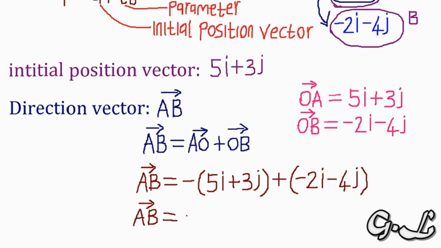So we're first going to consider the simplification and the calculations. We're going to distribute the negative. Negative times 5i is negative 5i, and negative times positive 3j is negative 3j. And then the plus in the middle is considered. Positive times negative 2i is negative 2i, and positive times negative 4j is negative 4j. This is how it is going to be.